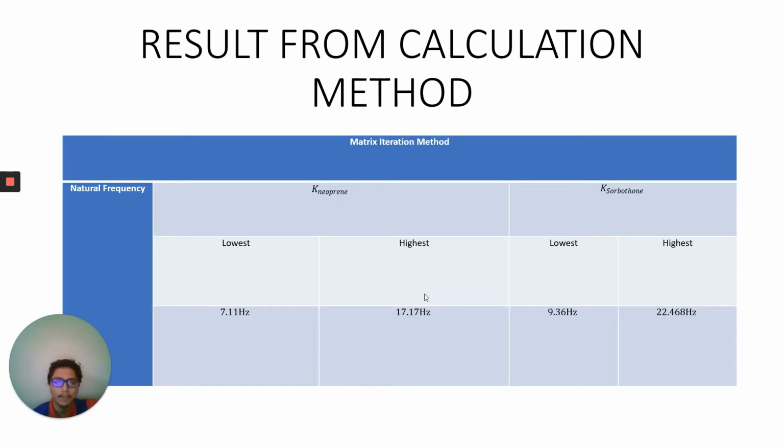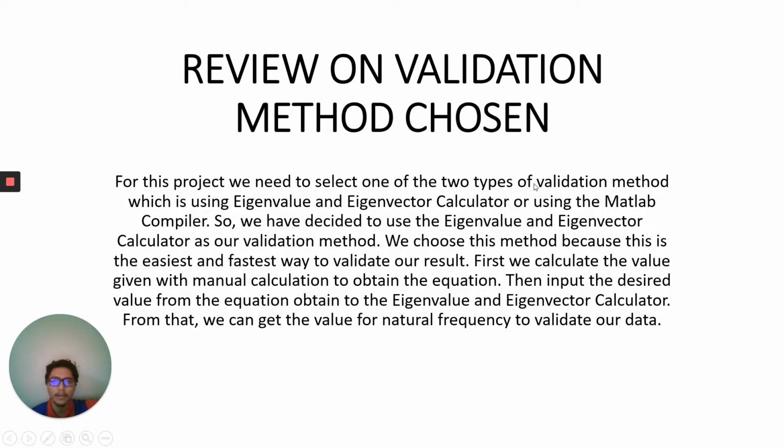From the calculation, we obtain the natural frequency for the neoprene and sorbothane. For K neoprene, the lowest natural frequency is 7.11 Hz, and the highest natural frequency we obtain is 17.17. Now we move to K sorbothane. The lowest natural frequency obtained is 9.36, and the highest natural frequency obtained is 22.468.